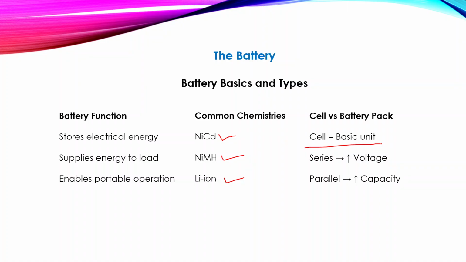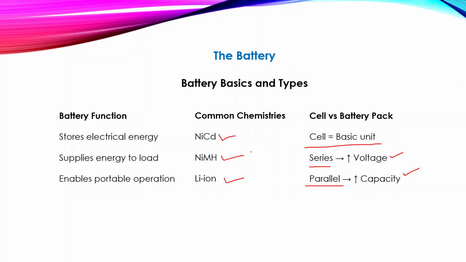A battery pack contains multiple cells. As I mentioned, it's a series and parallel combination. When connected in series, voltage increases. When connected in parallel, capacity increases. So, whenever we are using these chemistries to build a battery, the safety requirement is essential.